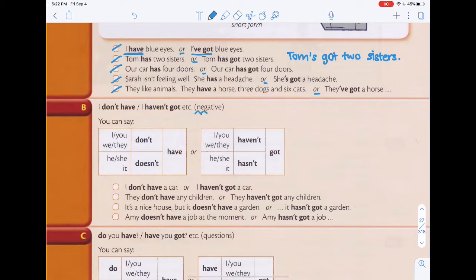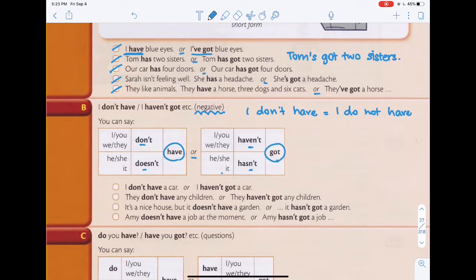So how do you use it in a negative way? You will say I don't have. This is I do not have. Right? Remember don't is from do not. Okay? So it's either I don't have, he or she doesn't have, or I haven't got, he, she, and it hasn't got. Okay? So it's either don't, doesn't with have, or haven't, hasn't with got.